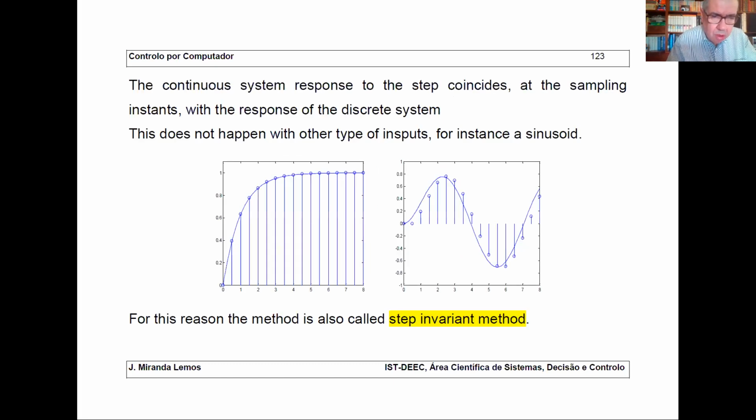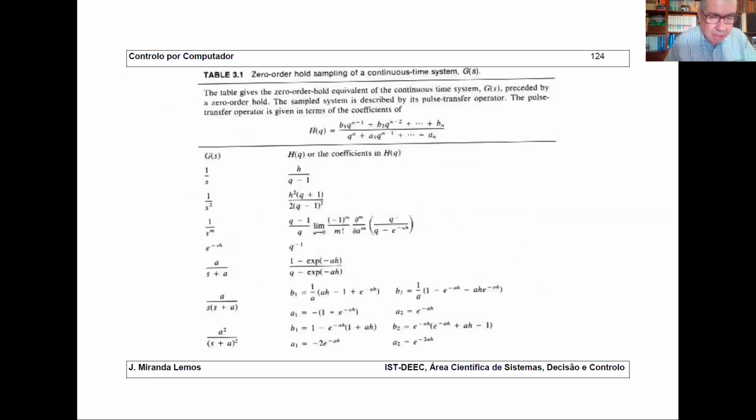Okay. Now, just a question of nomenclature, of naming. This method is sometimes called a discretization method. You can approximate a continuous time differential equation or dynamic system or transfer function in many ways. And this is called the step invariant method, because in continuous time and discrete time, the response to the unit step signal is exactly the same. That's why it is called the step invariant method. This is just a question of naming. It's not very important.